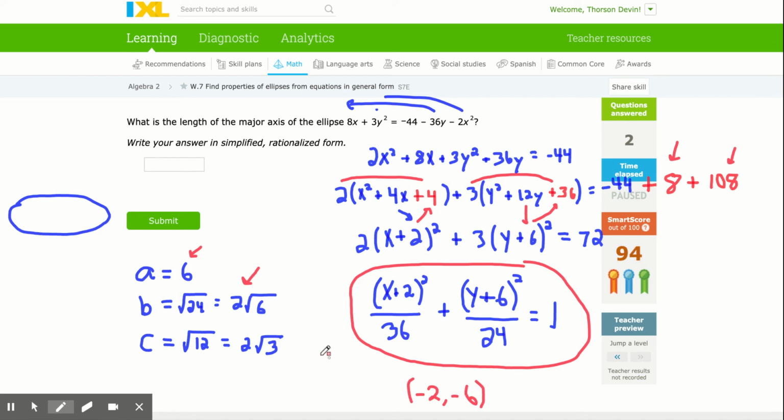If I wanted to find the co-vertices, I'd add and subtract 2 square roots of 6 from the b value. So I'd add 2 square roots of 6 to -6 and subtract it from the b value, I'd keep the x value the same.